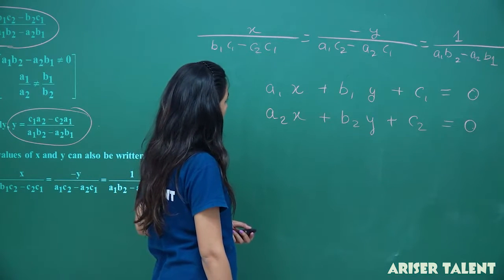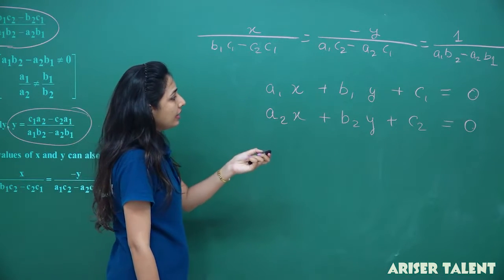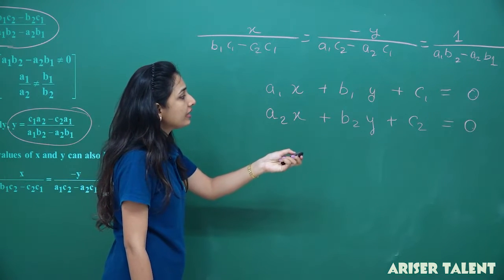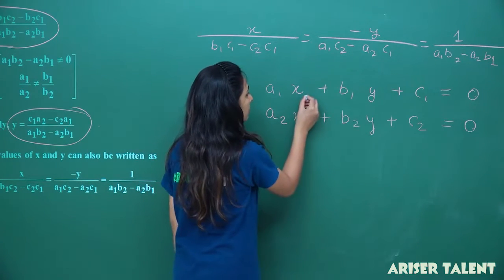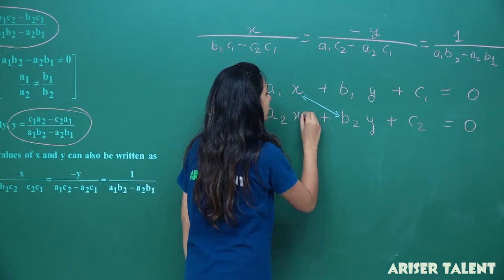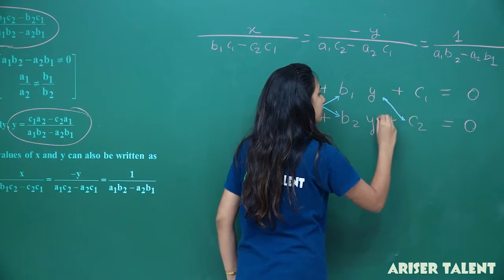Students, so that is A1, that is A2, that is B1, that is B2. Now you can create a cross here. You can create a cross here and a cross here.